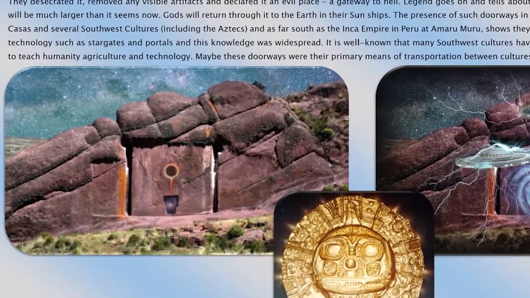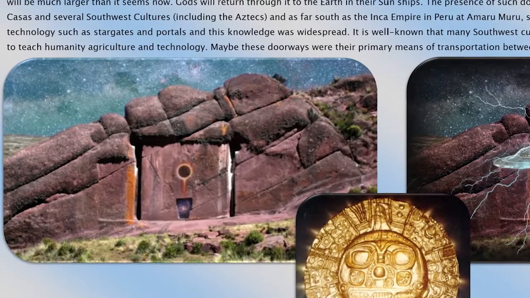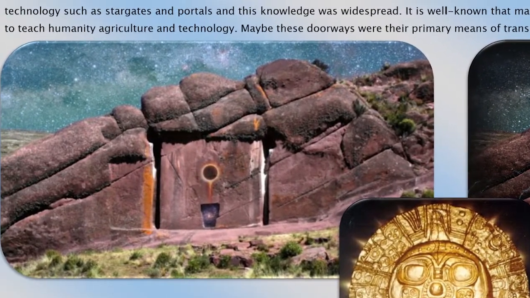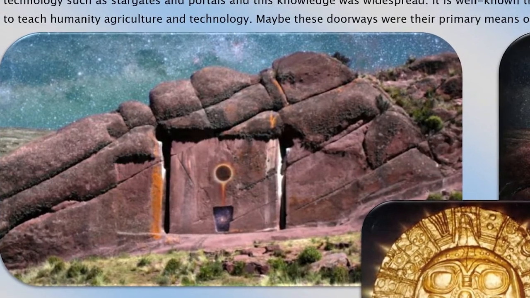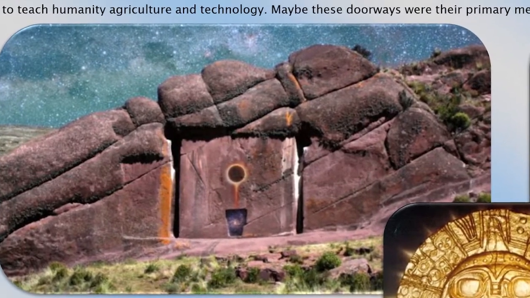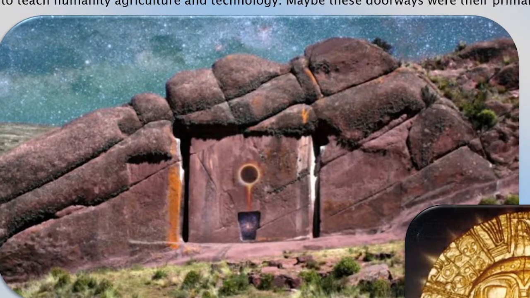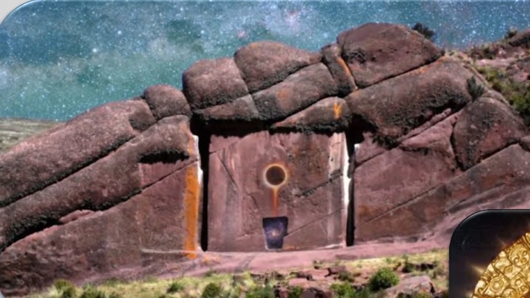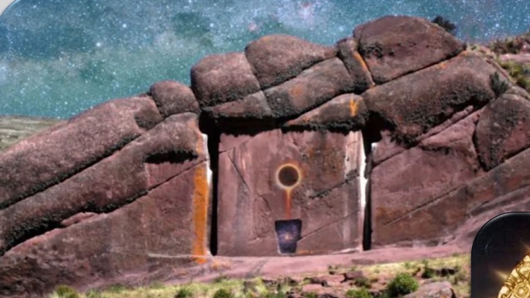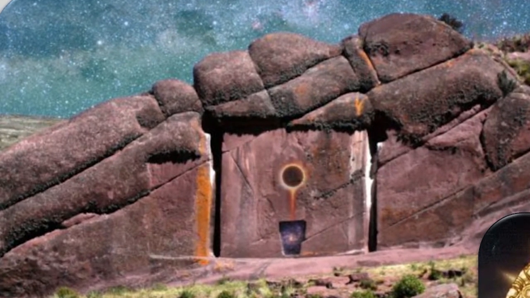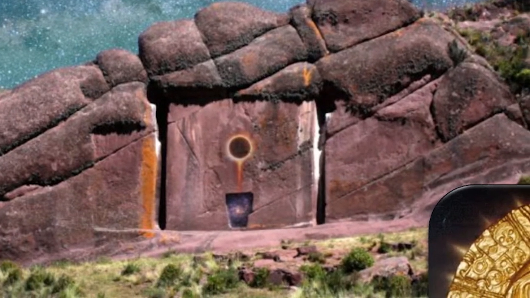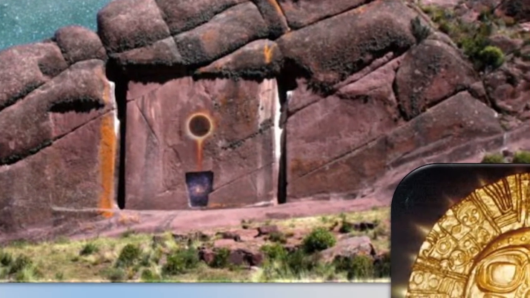Aramumuru reached the Hayumarca Hills and hid there for a while. He stumbled on Inca priests, guardians of the portal, and when the guardians saw the golden disc, there was arranged a special ritual at the gate. This secret ritual opened the giant portal and blue light was shining from it. Amarumuru entered the portal and was never seen again. The gate has been named after him. Later, this place was found by Spaniards and they desecrated it, removed any visible artifacts, and declared it an evil place, a gateway to hell.